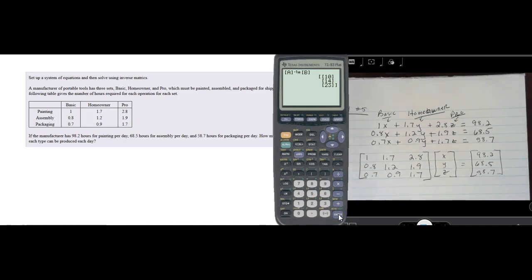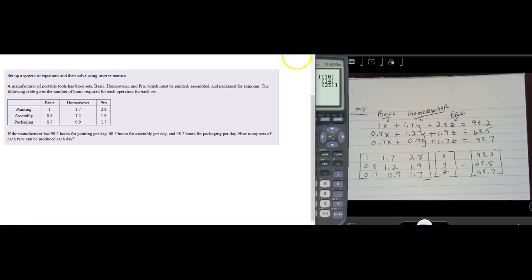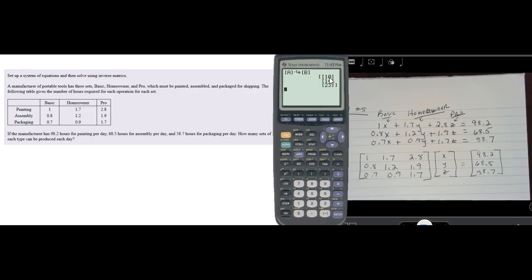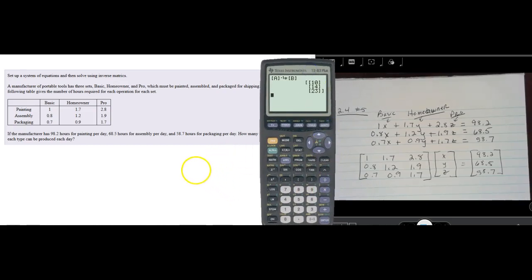And there's my solution. Looks like we can produce 10 of the basic, 14 of each type. Again, here's my X, Y, and Z. So this would be 10 of the basic, 14 of the homeowners, and 23 of the pros that can be produced for what we're wanting.